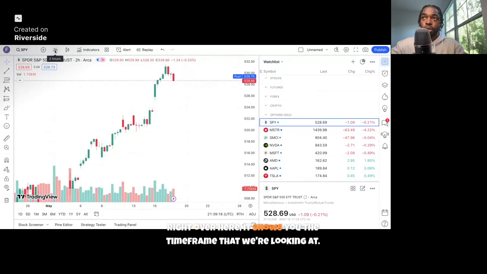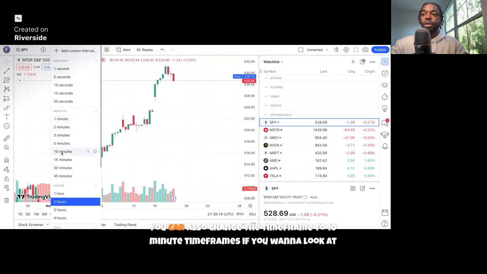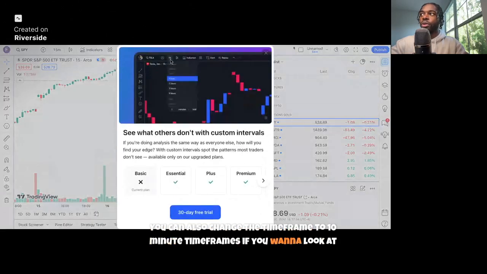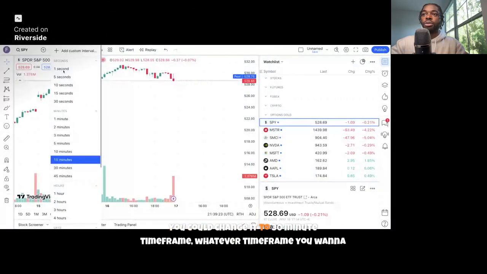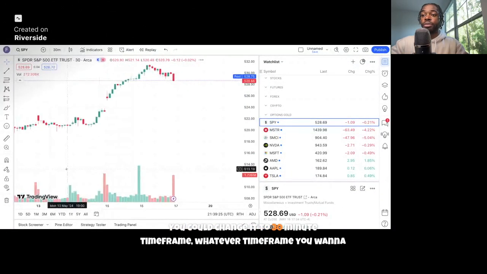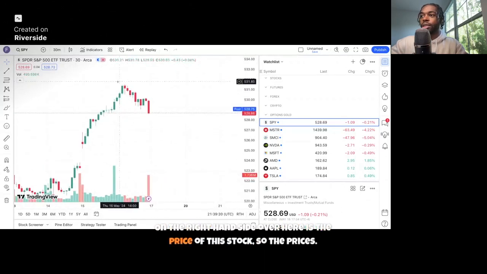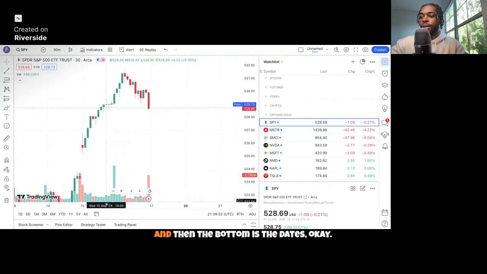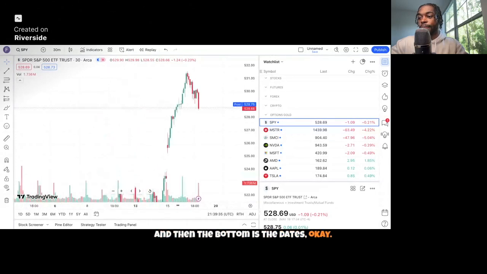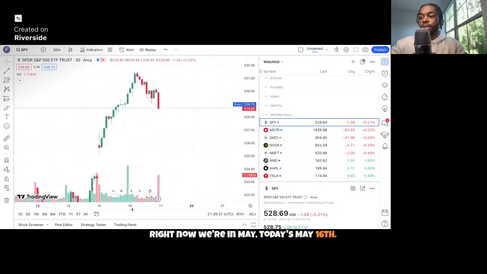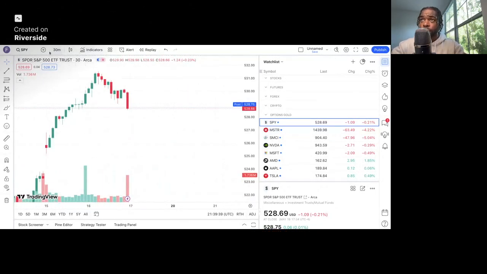Right over here, it shows you the time frame that we're looking at. You can also change the time frames to 10-minute time frames if you want to look at that. You could change it to a 30-minute time frame, whatever time frame you want to look at. On the right hand side over here is the price of this stock, and then the bottom is the dates. Right now we're in May. Today's May 16th. These are the dates.